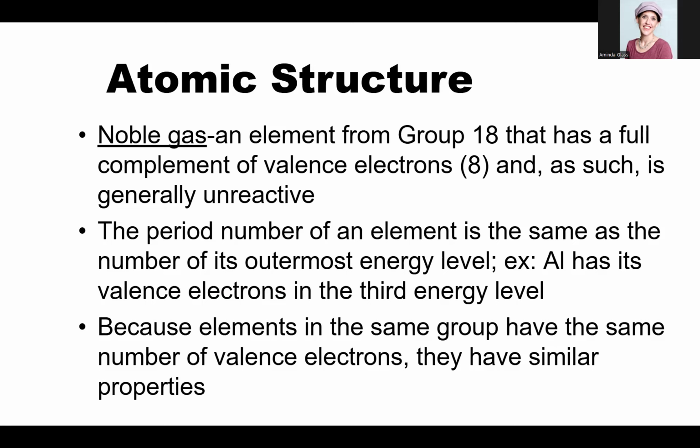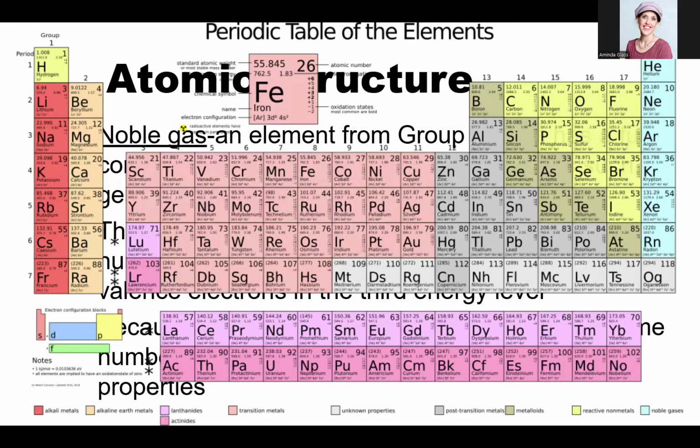Now, the period number of an element is the same as the number of its outermost energy level. So aluminum has its valence electron in the 3rd energy level, and it's in row 3. And because elements in the same group have the same number of valence electrons, that's why they have similar properties. So protons tell you the identity, the number of valence electrons, which is equal to the number of protons, gives us our properties. So for my example here, let me get my pen up.